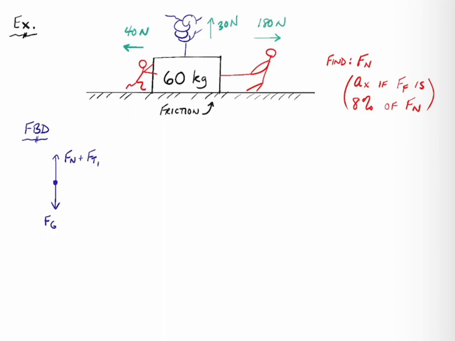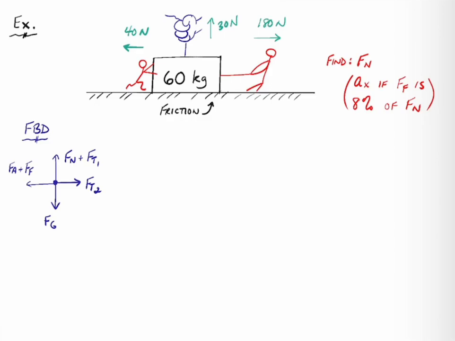But in the x-plane, however, I have the force of tension. Now, there's two tensions here, so I'll call one Ft1 and one Ft2. So the force of tension number 2 is acting to the right. That's the 180 newton force. In the leftward direction, we have the 40 newton force acting to the left.